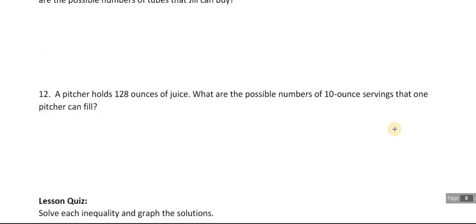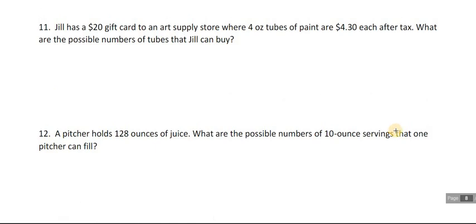All right, now we have a couple word problems here. Number 11 says that Jill has a $20 gift card to an art supply store where 4-ounce tubes of paint are $4.30 each after tax. What are the possible numbers of tubes that Jill can buy? So the fact that they're 4-ounce tubes doesn't really matter. Okay, so that number of 4 is kind of irrelevant.